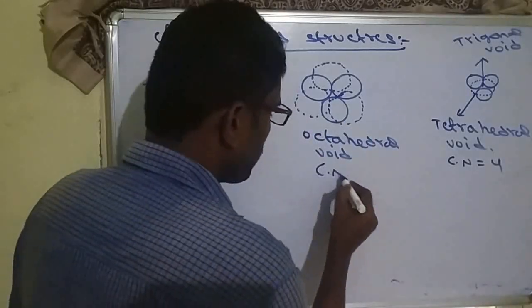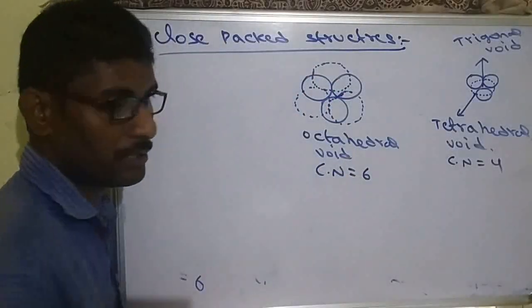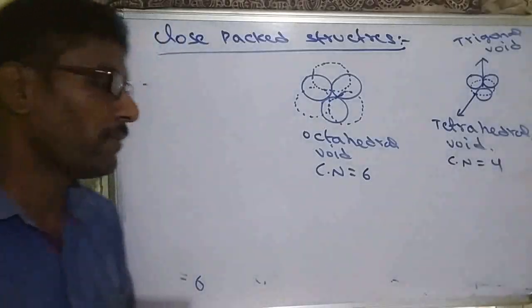What is the coordination number here? 3 spheres, total 6. Tetrahedral void coordination number 4, octahedral void coordination number will be 6.